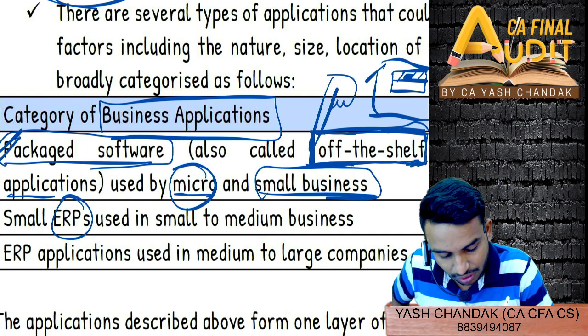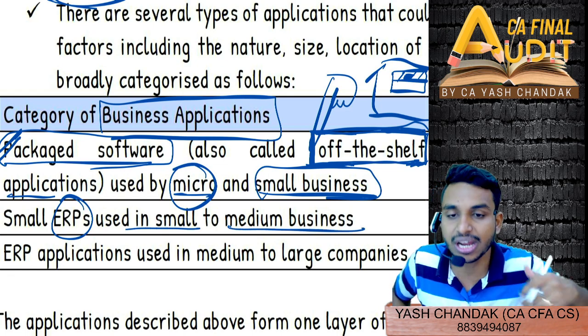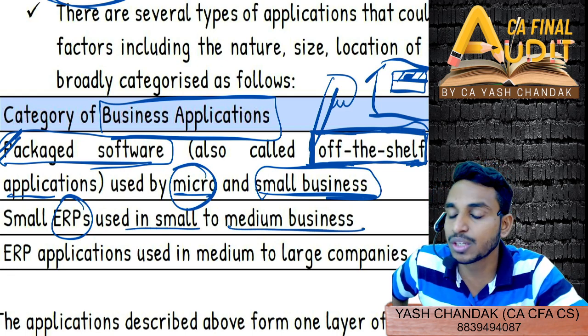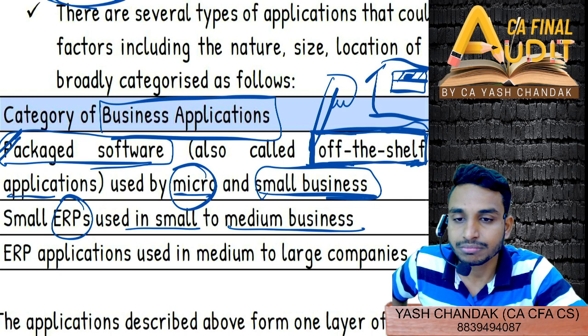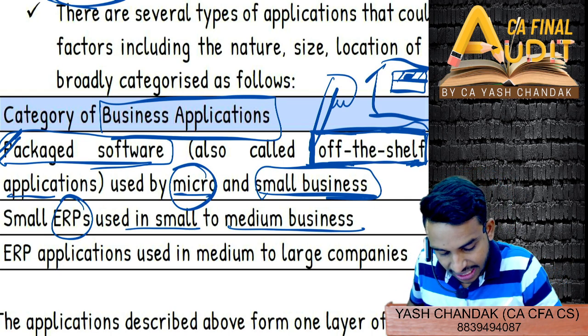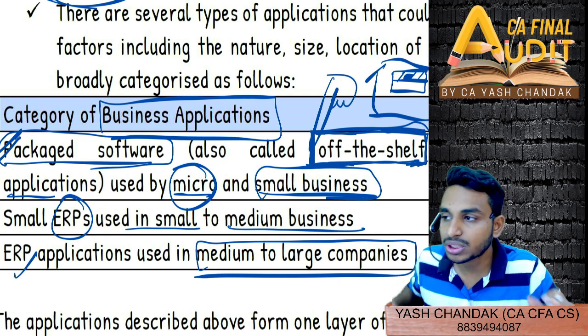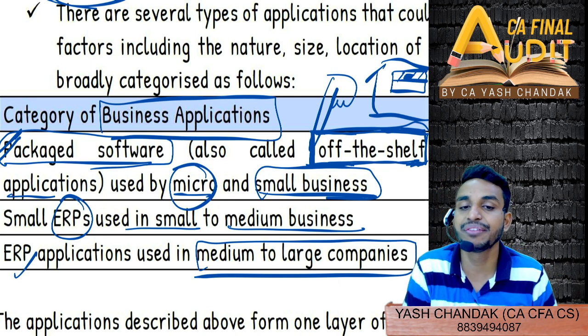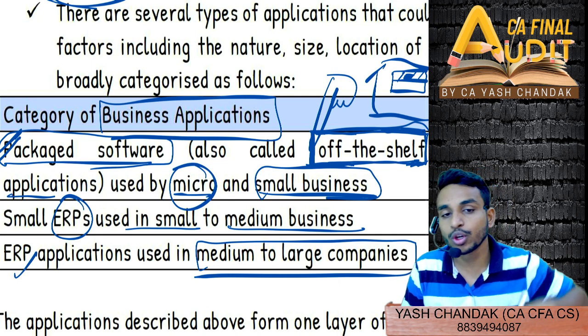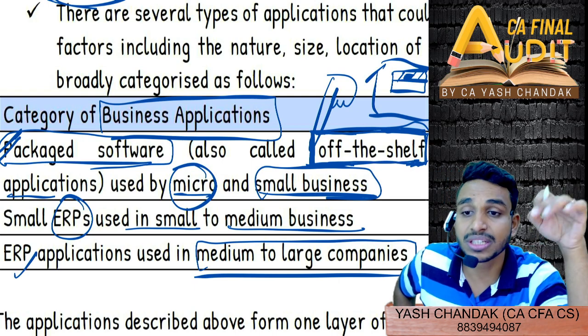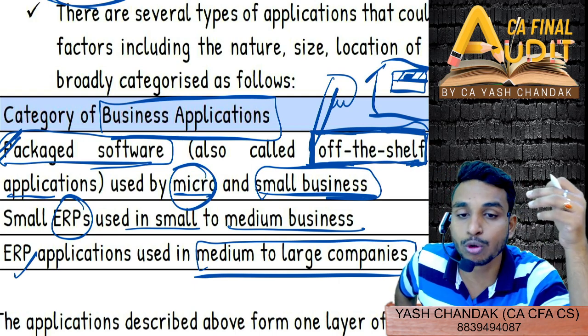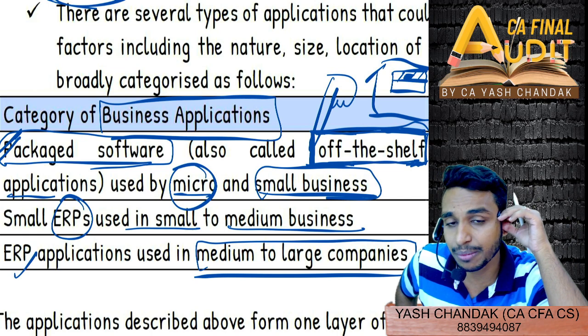Similarly, small ERPs are used in small to medium businesses. There are certain small softwares used in small to medium businesses, and ERP applications are used in medium to large companies. Now, just beside this, they have given you certain examples. I don't want to go through them now. I will just tell you how the question came in my exam, and I actually made a mistake.